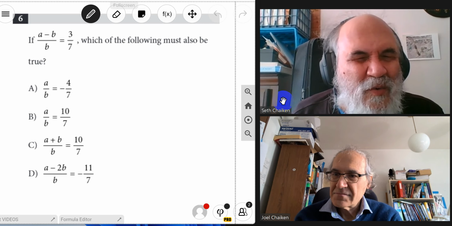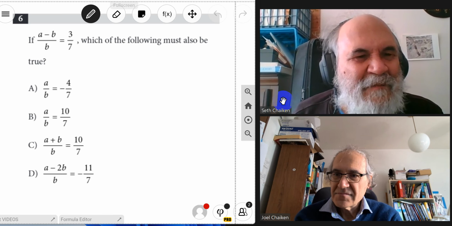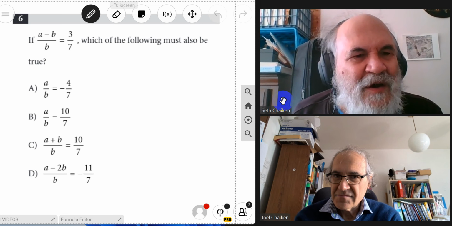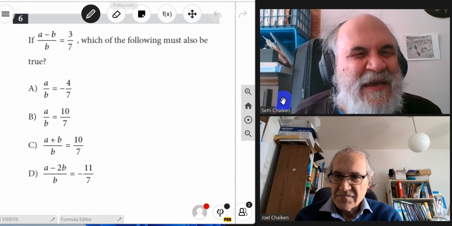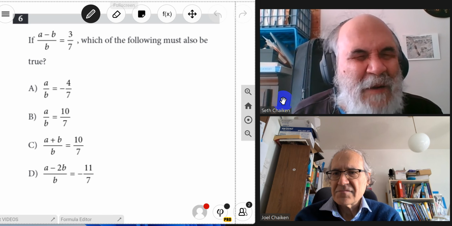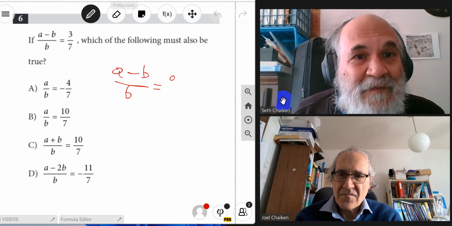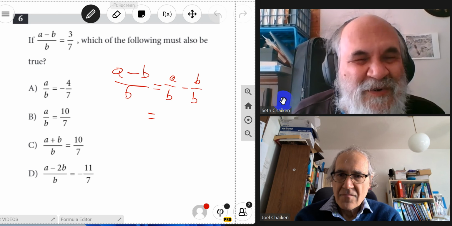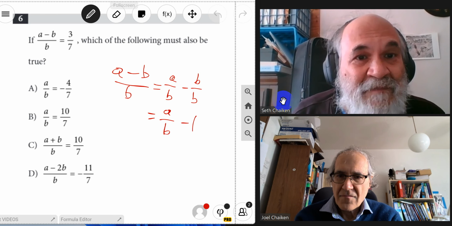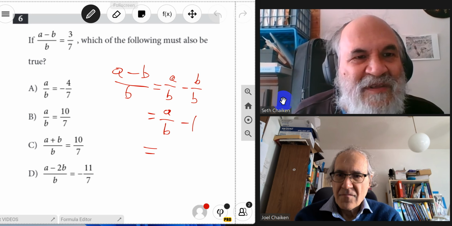What struck my eye is that two of the choices were for values of the ratio of A to B. And then I noticed that the first step one would do is expand out (A minus B) divided by B, which equals A over B minus B over B, which equals A over B minus 1. And they tell you that all of this is 3/7.